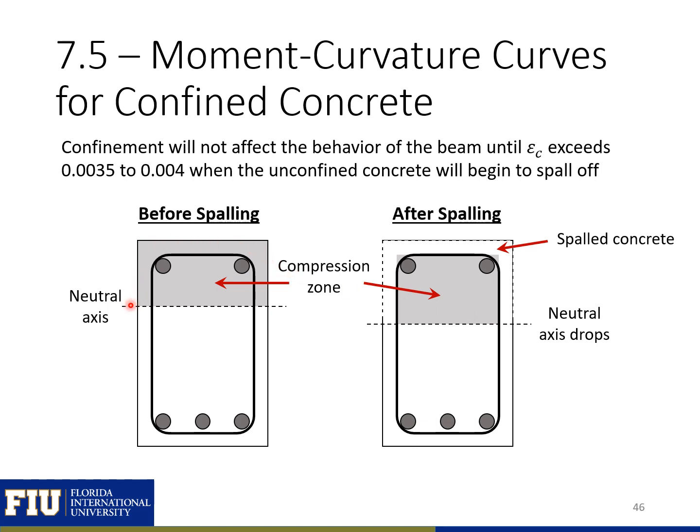Here you can see that our compression zone is going to be above our neutral axis, so the region contained by our compression block. And after we lose our cover concrete, our neutral axis is going to change. So for our compression zone, we're still going to need to satisfy equilibrium, tension equal to compression. So this area here is going to change so that our compression can still equal our tension.